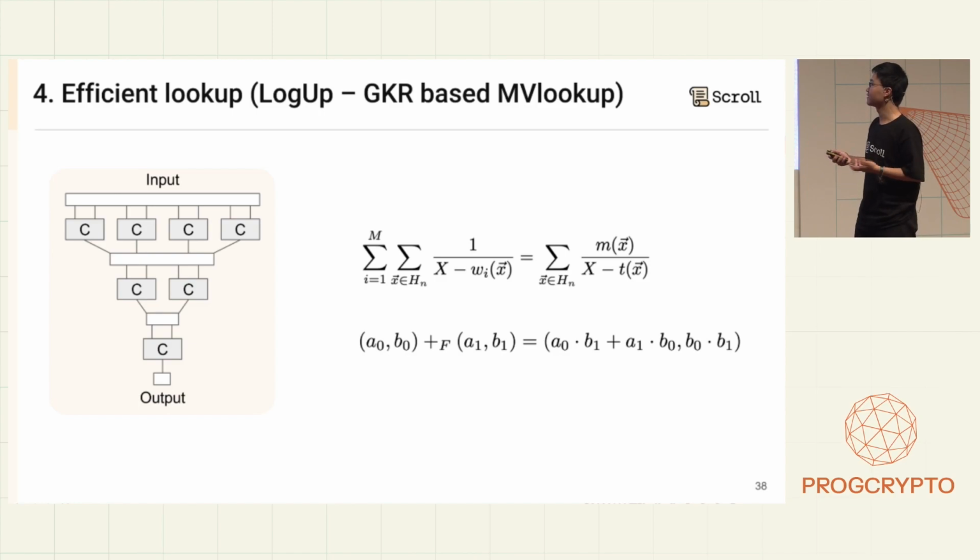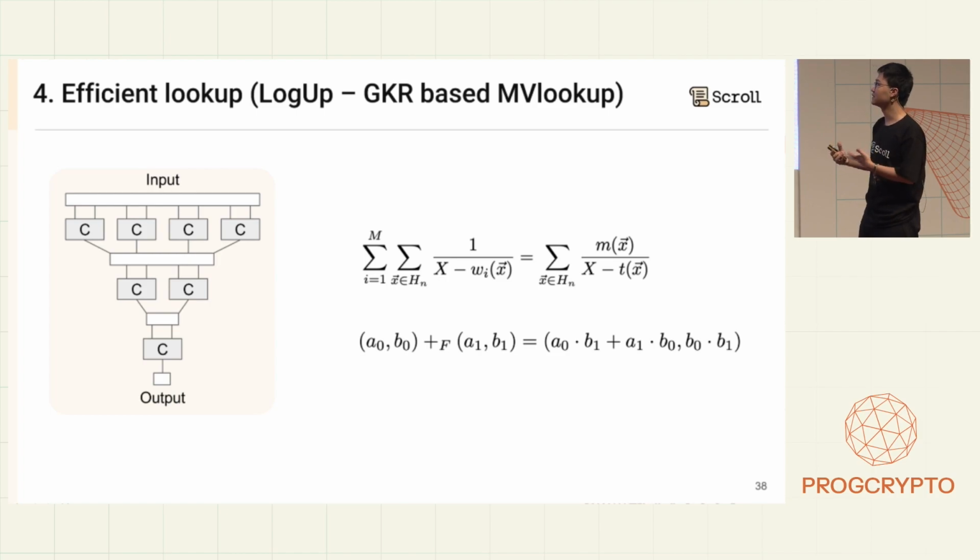And the idea is that if you are familiar with lookup tables or this line of work, the biggest improvement from the previous plookup is that it changed this kind of product, this accumulation, to some addition of fractions. And so this is the equation. If you can prove this equation, you can prove that there is a lookup relationship.